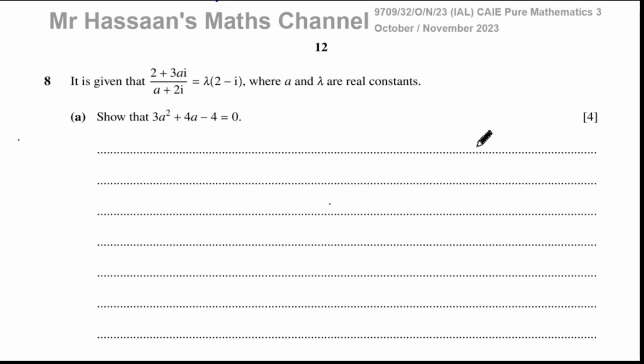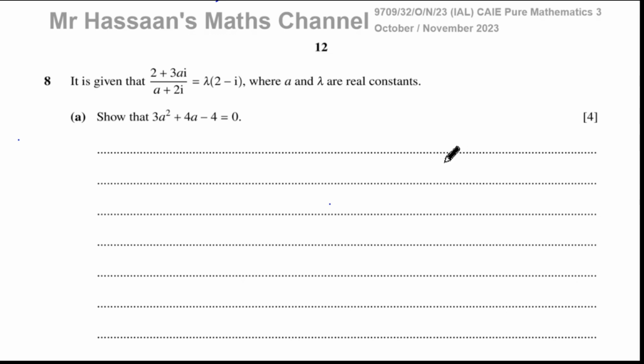I'm now answering question number 8 from the October-November 2023 session of the Cambridge 9709 paper 3 variant 2, which is a pure mathematics 3 paper for the international A-level. And this question here is about complex numbers.